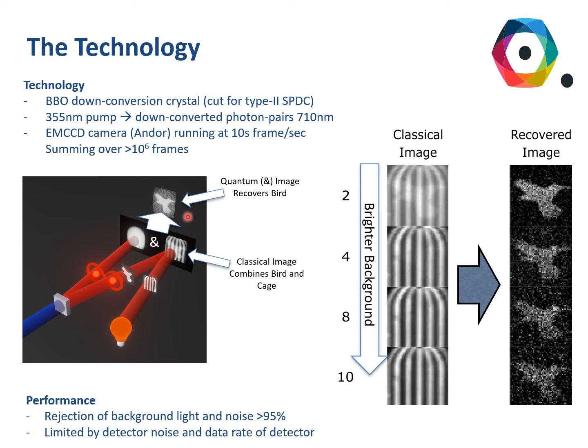And you can see here we can do this for a range of light levels in which the cage is up to 10 times brighter than the quantum illumination of the bird. You can see the bird in the cage, but as you increase the cage brightness, you're not even able to ascertain the presence of the bird. But after performing our analysis, you can release the bird from the cage. And here we are currently limited by detector noise and the data rate of our detector.